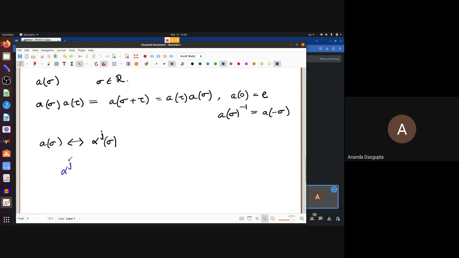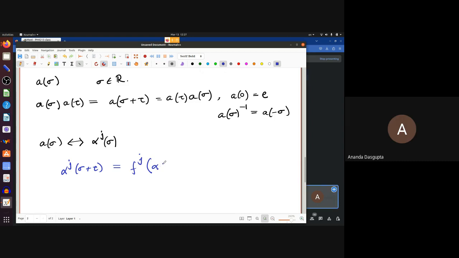Simple. Alpha j of sigma plus tau. When you give sigma plus tau as a parameter and you get the coordinates alpha j for this new element, these are of course coordinates for A of sigma plus tau. That is the coordinates for A sigma times A tau and A tau times A sigma. So what should this be? Of course it has F j of alpha j of tau, alpha j of sigma.